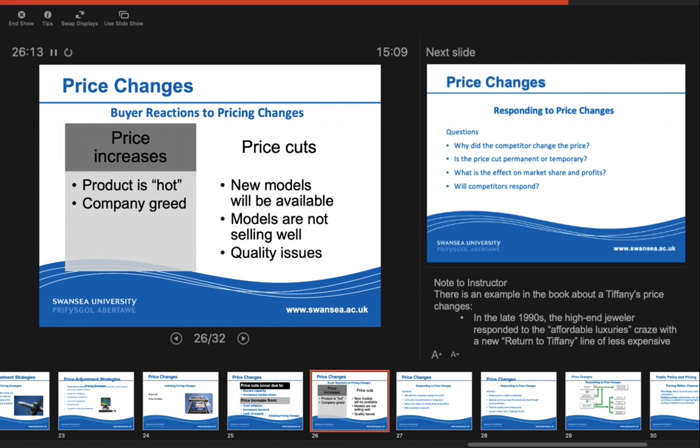Price cuts, okay. Are they going to think that new models will be available soon, be it a computer, a mobile phone or whatever? Should they wait until this new product is released before purchasing? Could be a model that's not selling well due to quality issues or supply issues or so on.